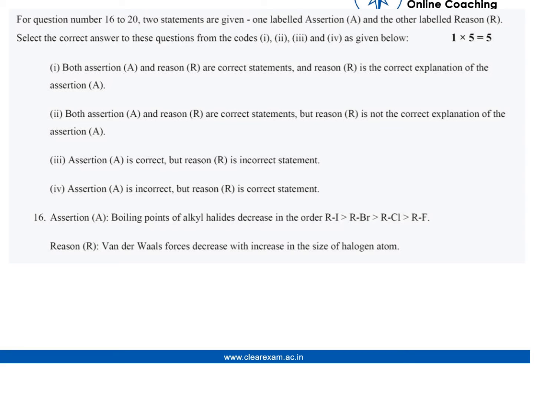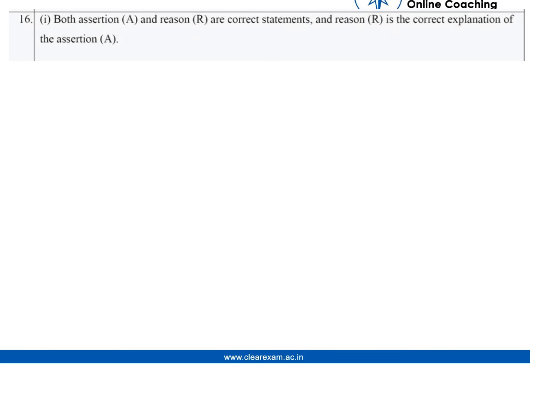So the 16th question is: Assertion: the boiling point of alkyl halides decreases in the order RI, RBr, RCl and RF. Reason: van der Waals forces decrease with increase in the size of halogen atoms. So the correct answer is A: both assertion and reason are correct statements and reason is the correct explanation of assertion.